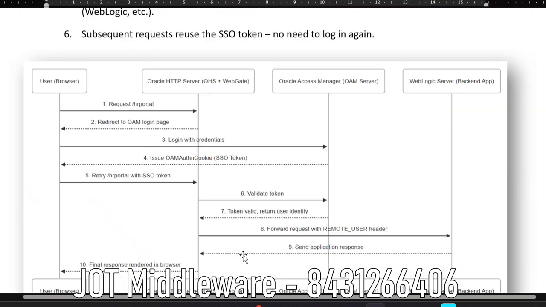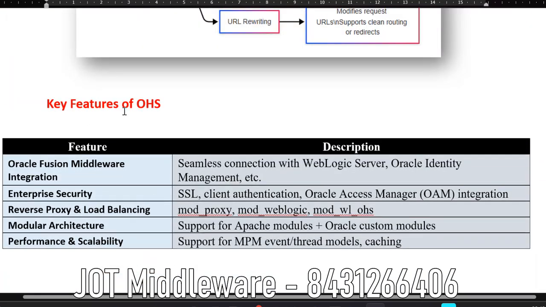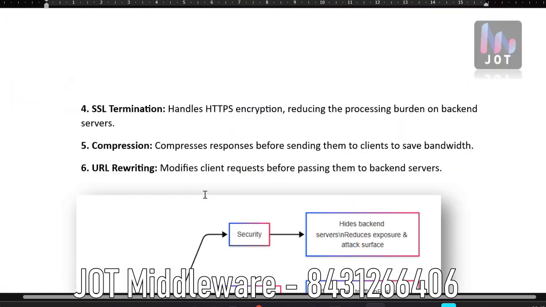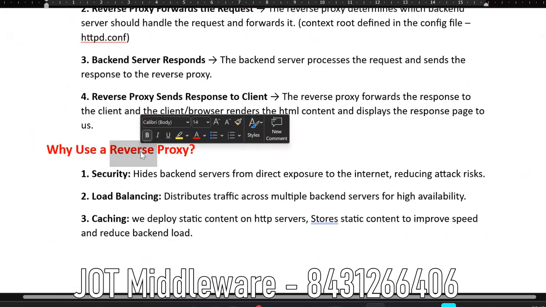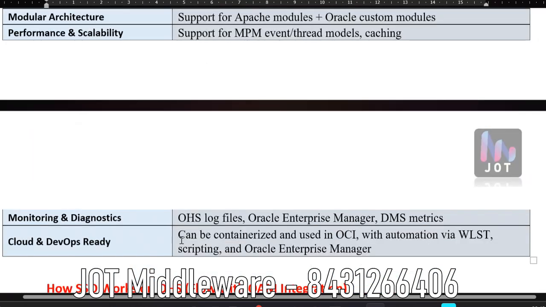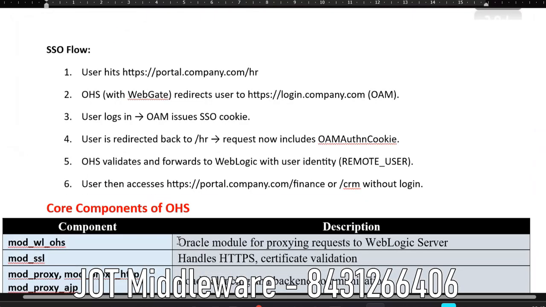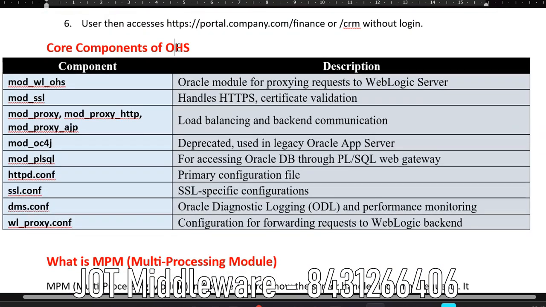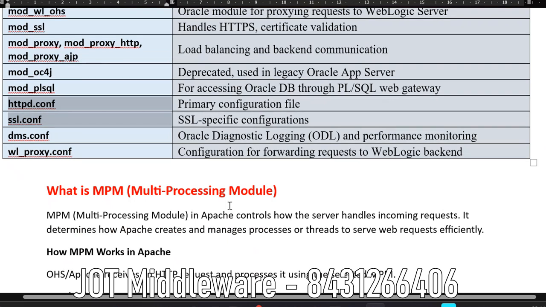So earlier we discussed key features of OHS and features of reverse proxy and components involved in OHS, right? So mostly we will work with mod WLOHS, mod SSL, what else? httpd.conf, ssl.conf, and there are some others. We will also use log files and yes, there is a different architecture.